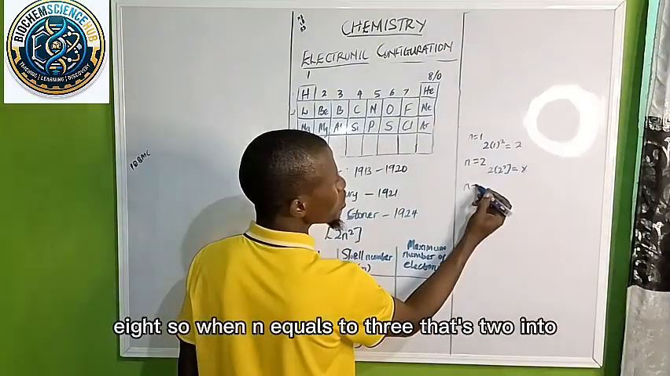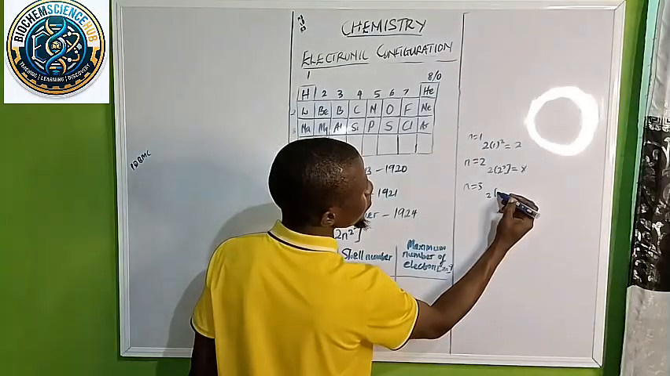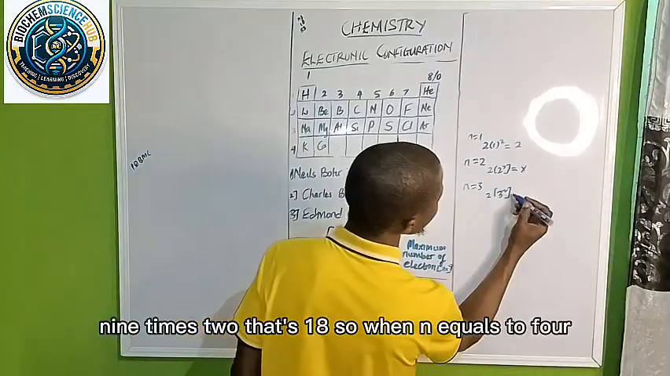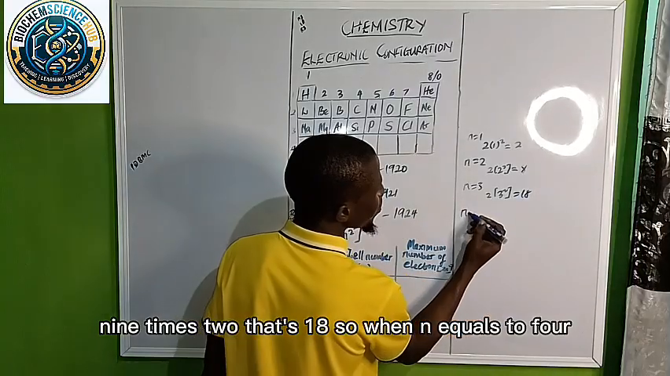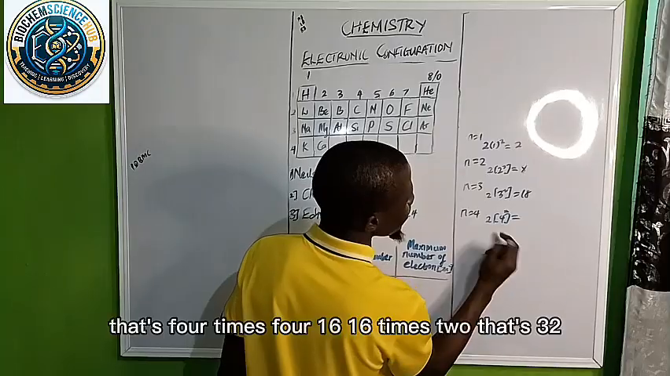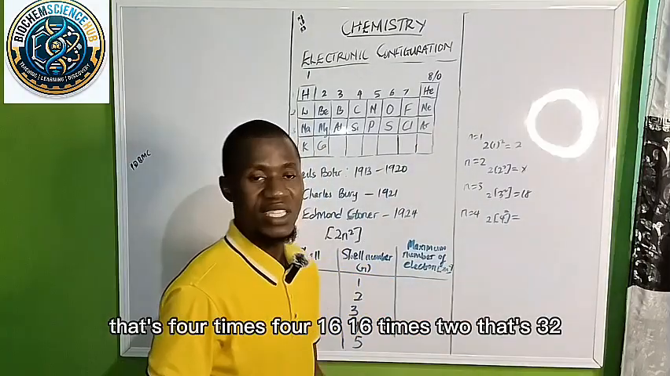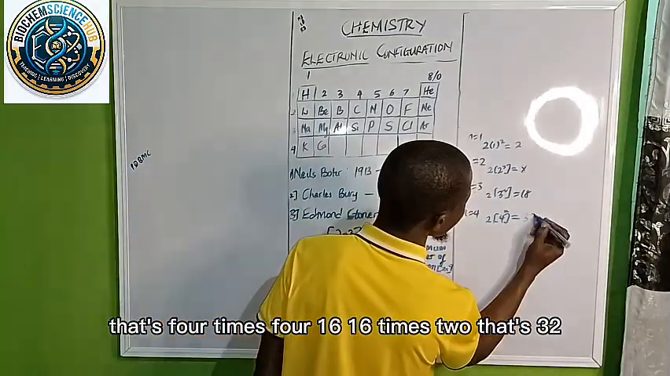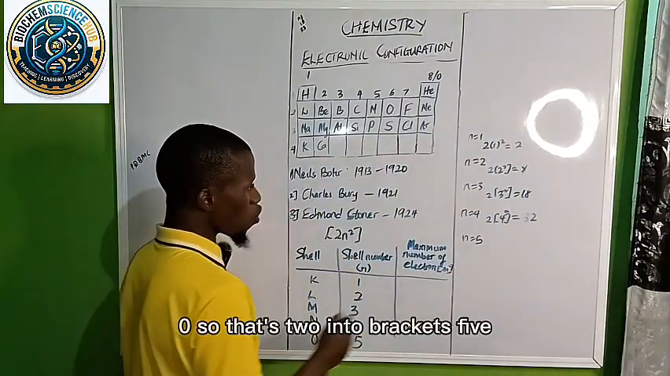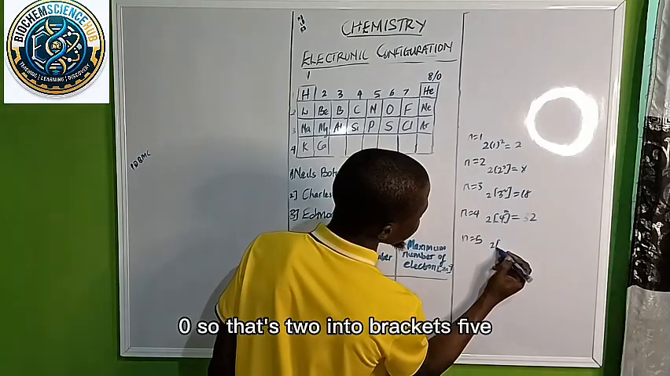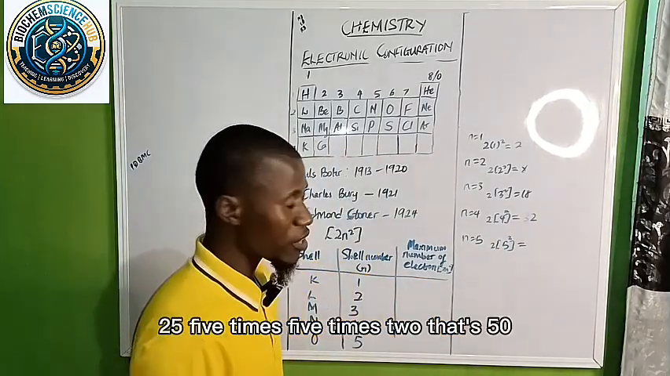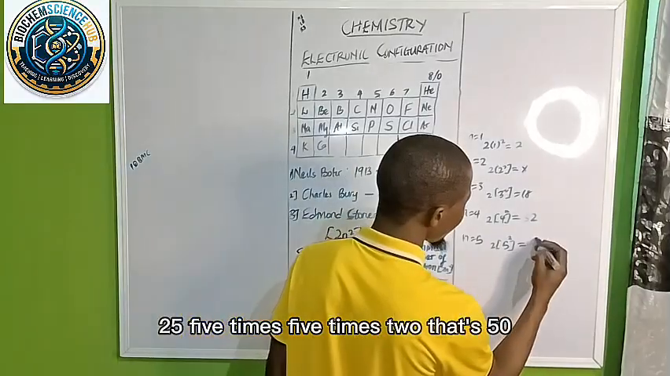So when n equals 3, that's 2 into 3 square, that's 9. 3 times 3, that's 9. 9 times 2, that's 18. So when n equals 4, we have 2 into bracket 4 square, that's 4 times 4, 16. 16 times 2, that's 32. And when n equals 5, that's for shell O, that's 2 into bracket 5 square. 5 square, that's 25. 5 times 5 times 2, that's 50.